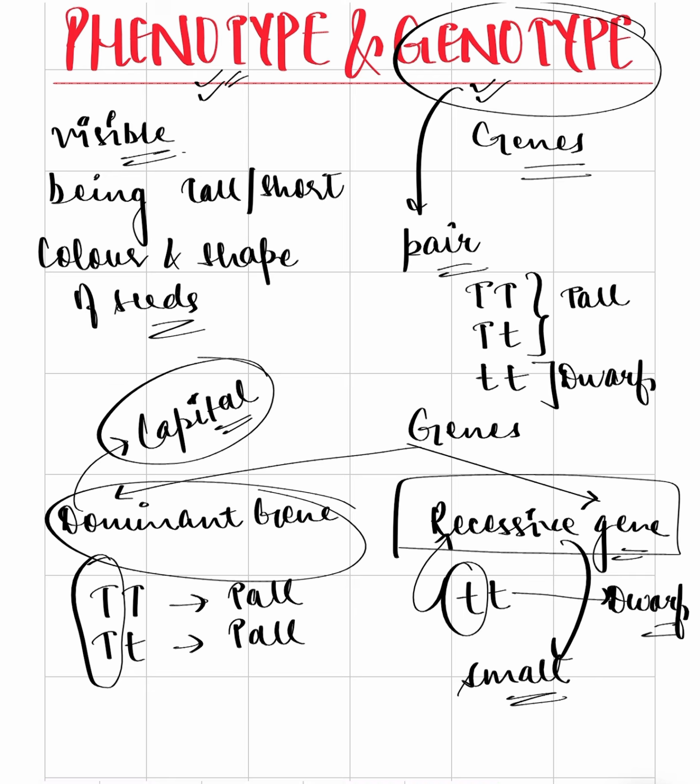This is all about phenotype, genotype and dominant gene, recessive gene.